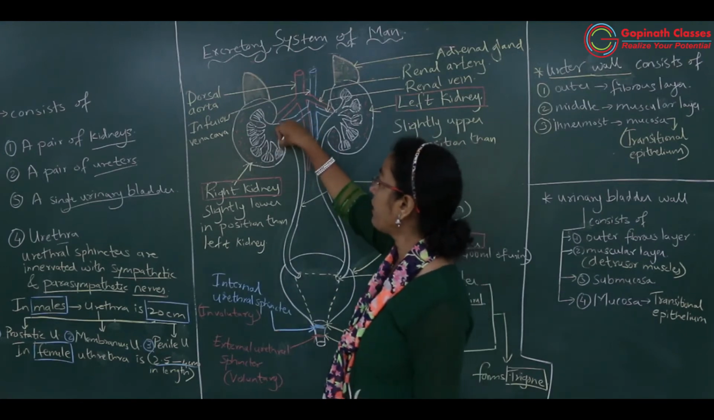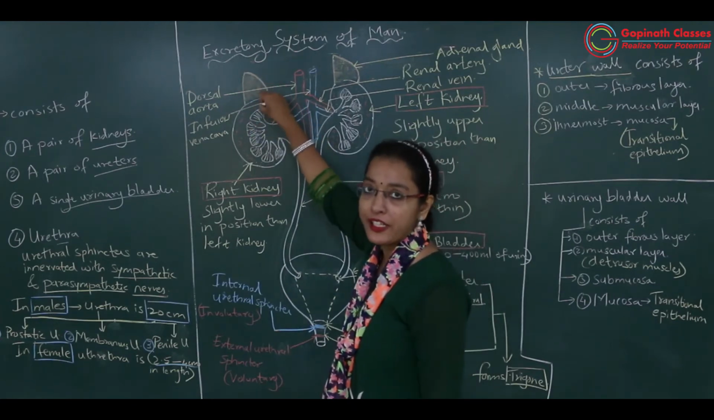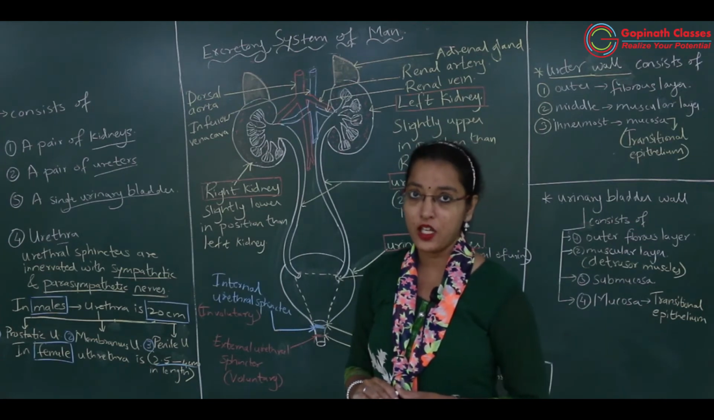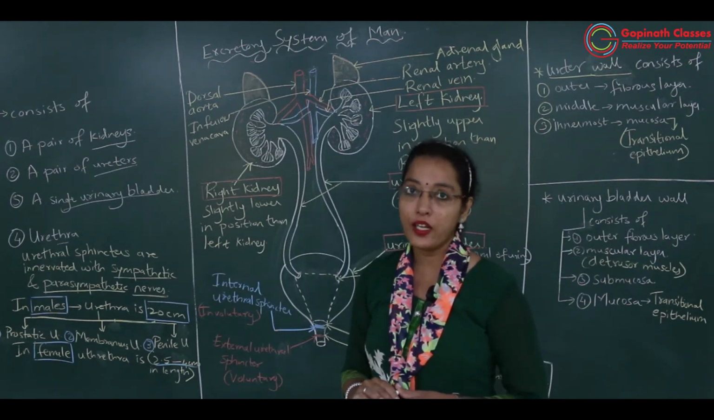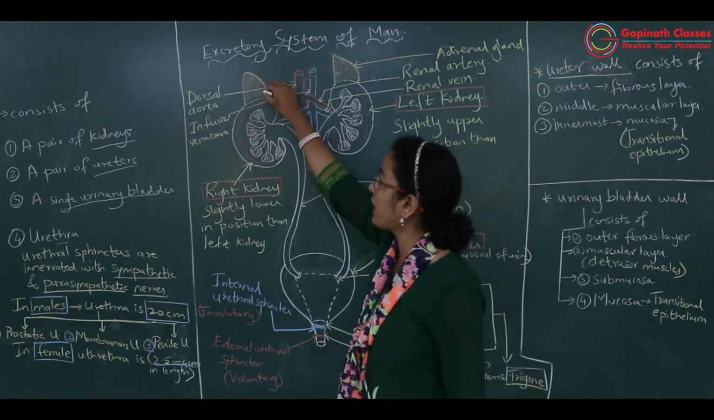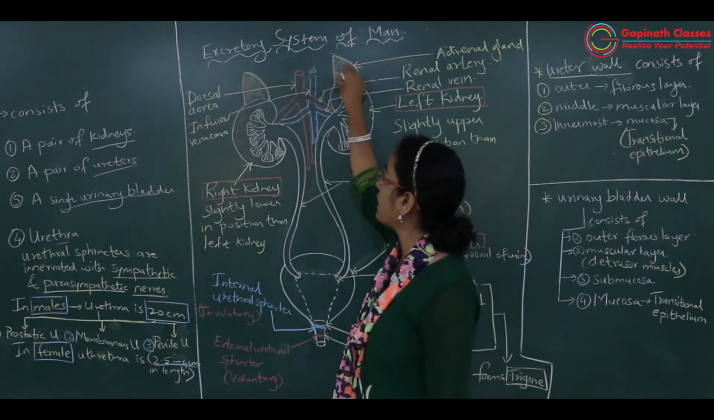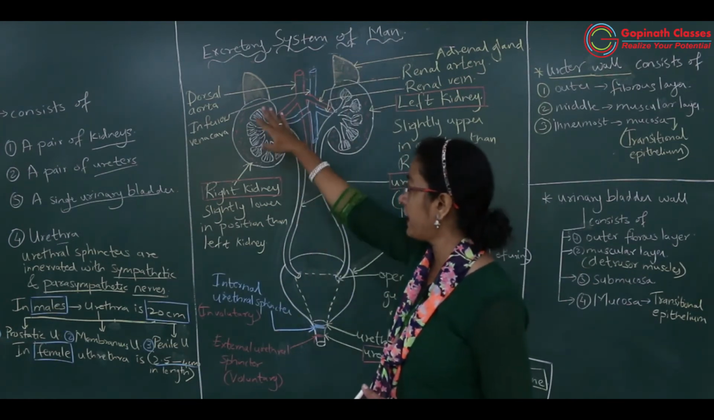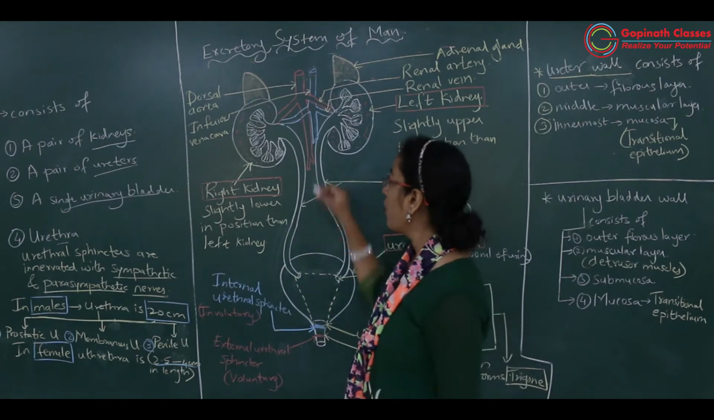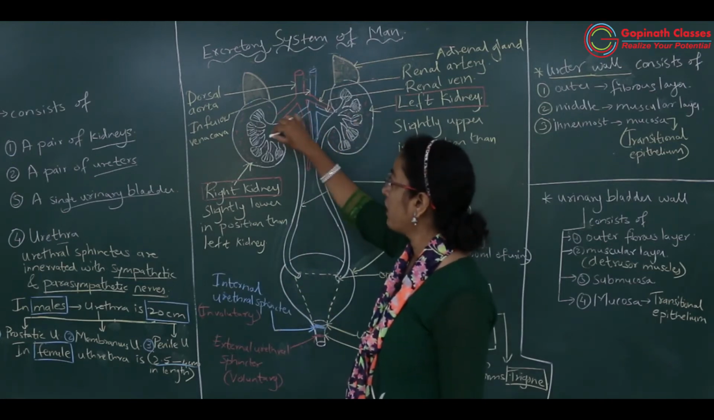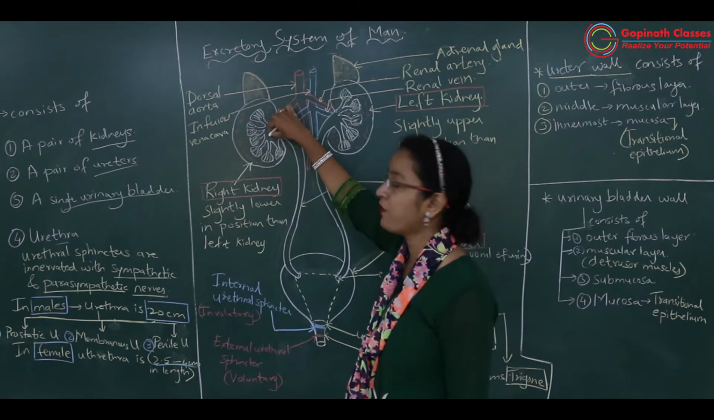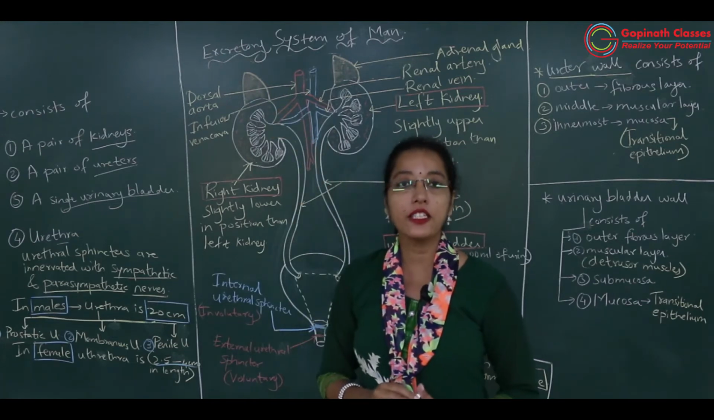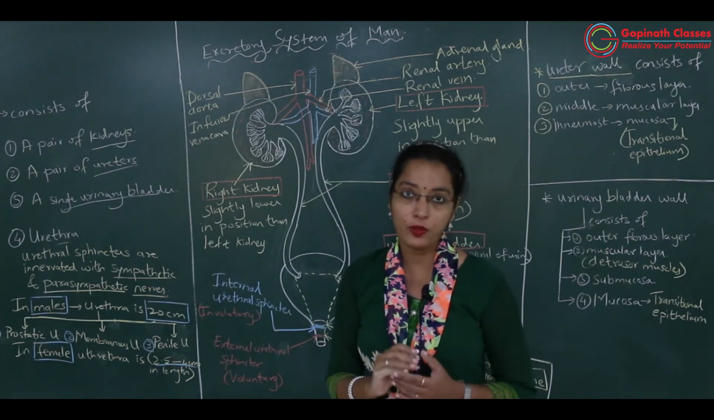Then, above the kidneys, there is an endocrine gland, a pear shaped endocrine gland, the adrenal gland. Look at this, these are the pair of adrenal glands present over the kidneys. The urine produced by the kidneys has to be conducted to the next part of the excretory system for elimination.